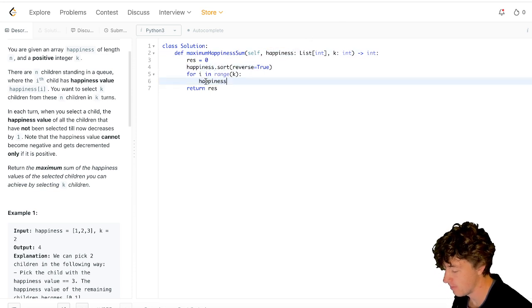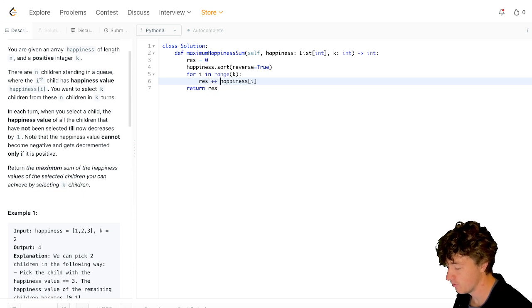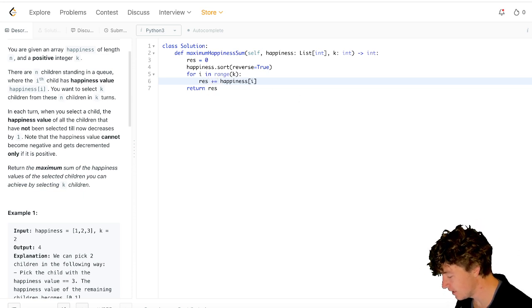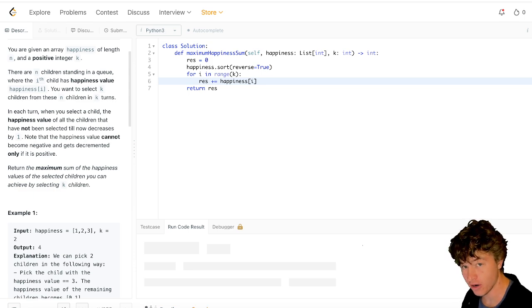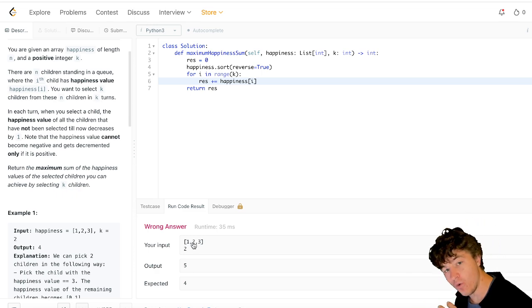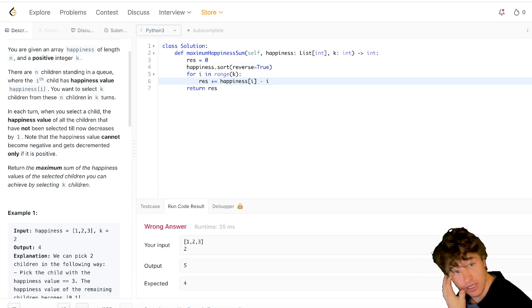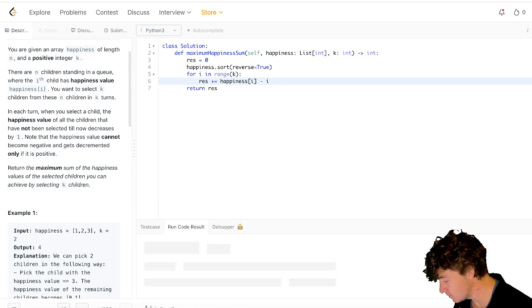All right, so I'm going to choose the first person in the array and add that to res. Now this is going to fail because I'm not accounting for the fact that people become less happy. This is 5 because I choose the 3, then I choose the 2. But the second person's happiness is actually only going to be 1 because the number of people I've already chosen, which is conveniently i, will be subtracted out.